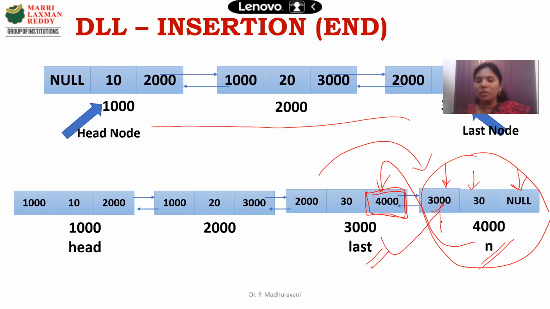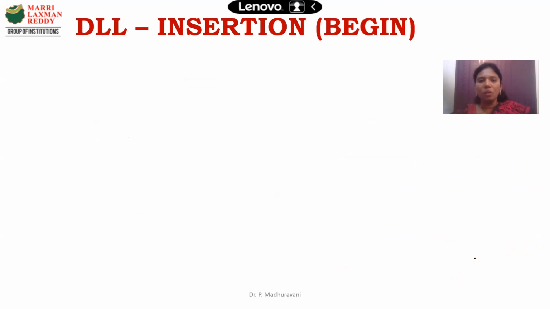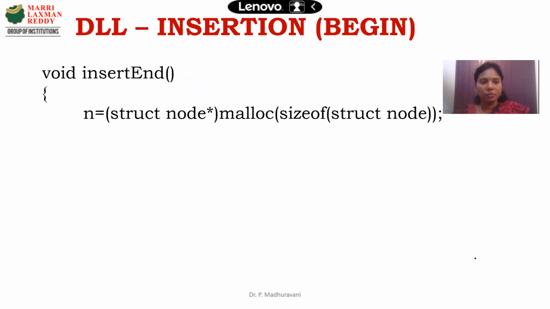Now, after doing these connections, the previous last node is still referred to with last and the new node with n. But we know that the last node must always be referred to by last. Hence, you need to move last from this position to this position by doing the assignment last equal to n. Now see the implementation.